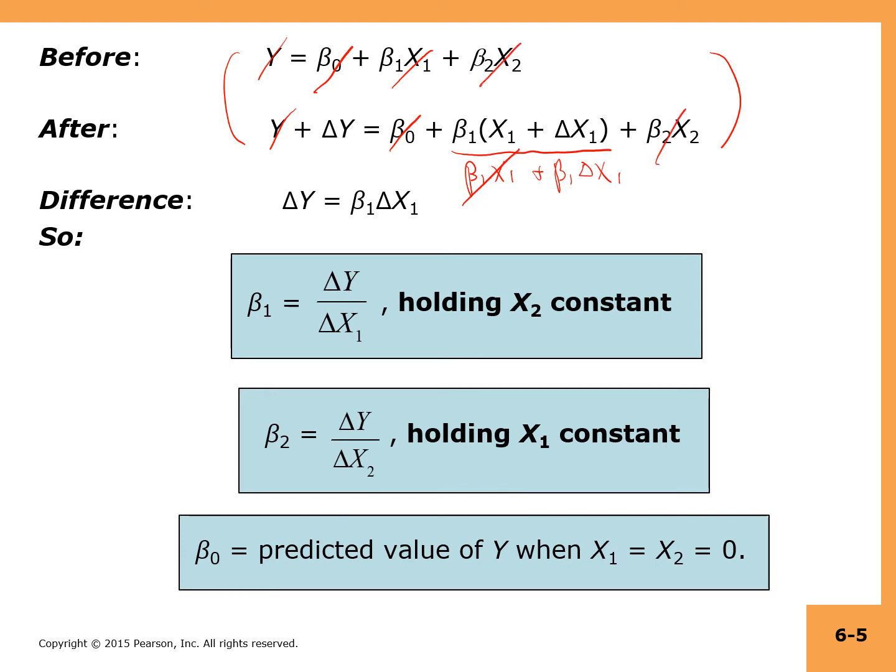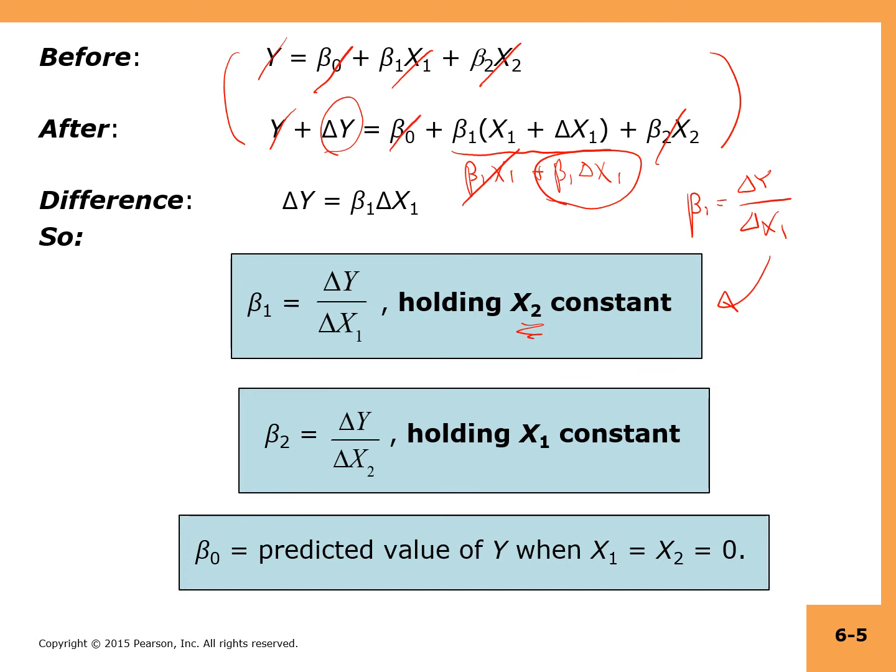So what's remaining is change in y is equal to beta 1 change in x1. If you divide both the left-hand side and right-hand side by change in x1, then all you have remaining is beta 1 is equal to change in y over change in x1. So since we only changed x1 and not x2, this could be interpreted as beta 1 is how much y changes when x1 changes, holding x2 constant.